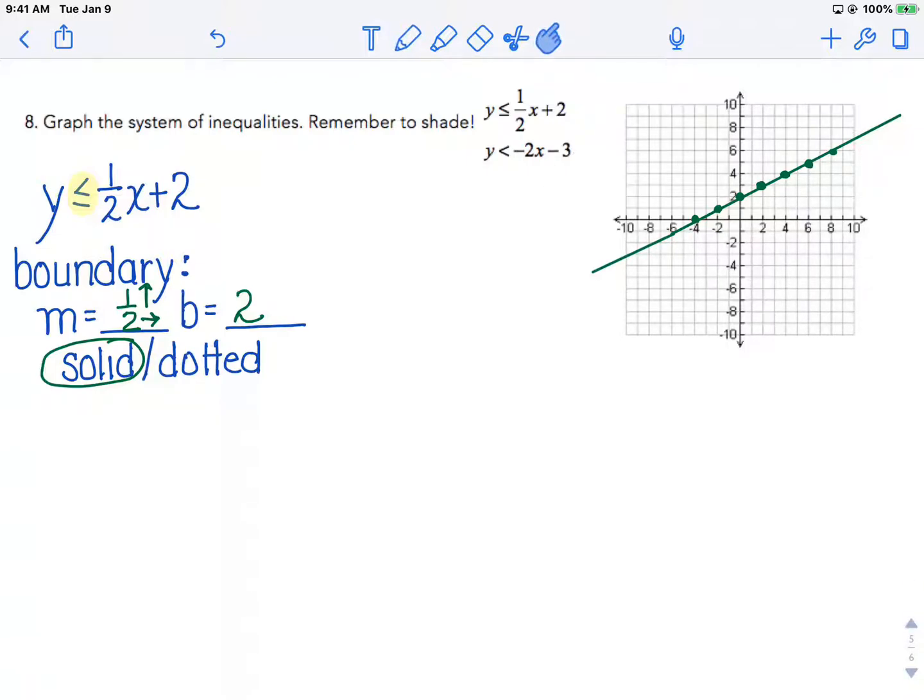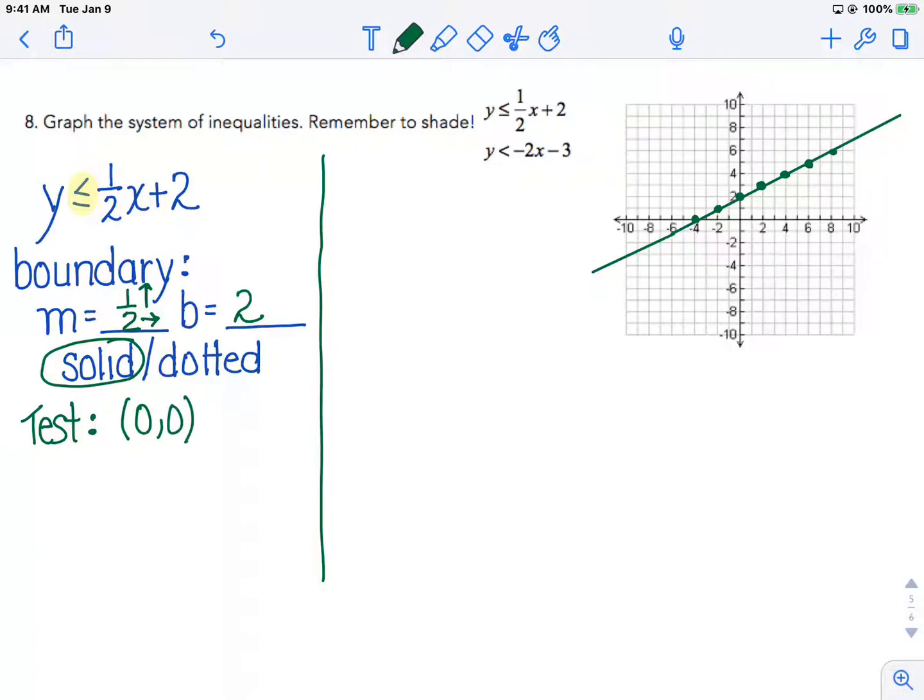Adding that on. Okay. But I'm not done because that doesn't give me where all the solutions to that inequality are. So then I need to test a point. We need to test a point not on the line. I'm going to test 0, 0. It goes back into your original inequality to see if it satisfies it. Is 0 less than or equal to 1/2 times 0 plus 2?